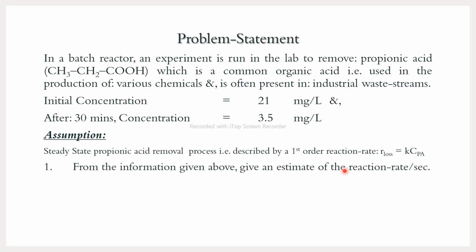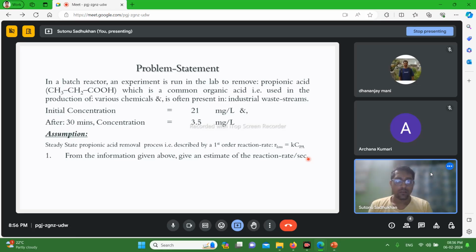The problem statement 1 is: from the information given above, give an estimate of the reaction rate per second. You have to calculate the reaction rate. There are basically 3 problem statements.